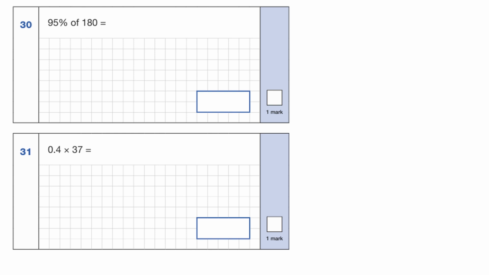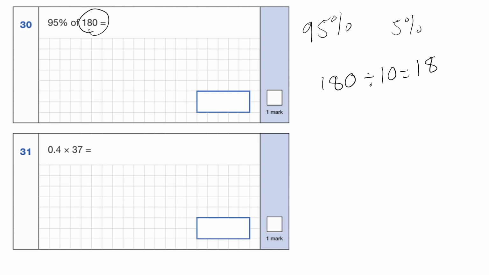So 95% of 180. I wouldn't try and find 95%. I would find 5% and just take it away from 180, and that would leave me 95%. Find 5%, we find 10% and half it. 18 divided by 2 is 9. So we do 180 take away 9, and that should leave me 95%. So we have 171 is 95%.